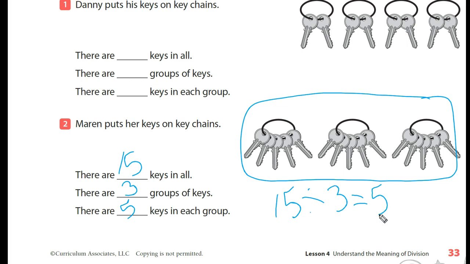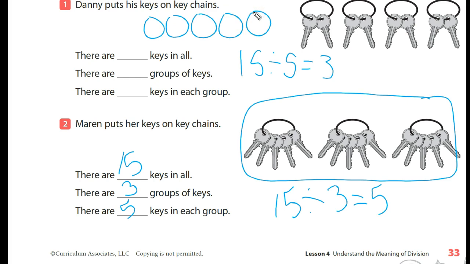If I had 15 divided by 5 equals 3, that would mean I would have 5 groups with 3 each. Okay, totally different than what this is. But I don't have that, now do I?